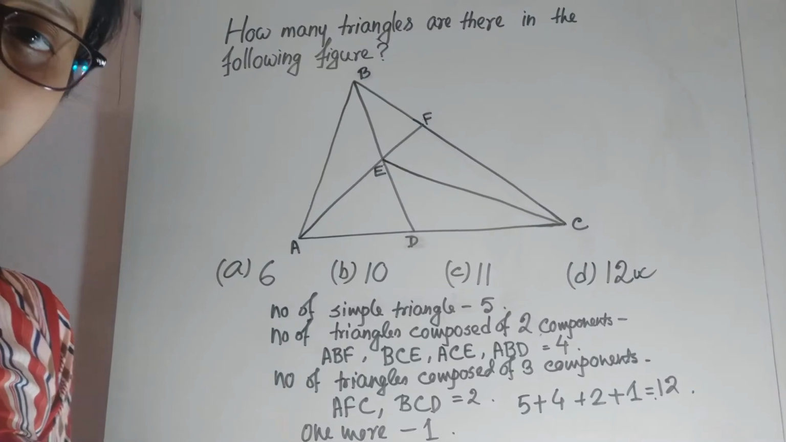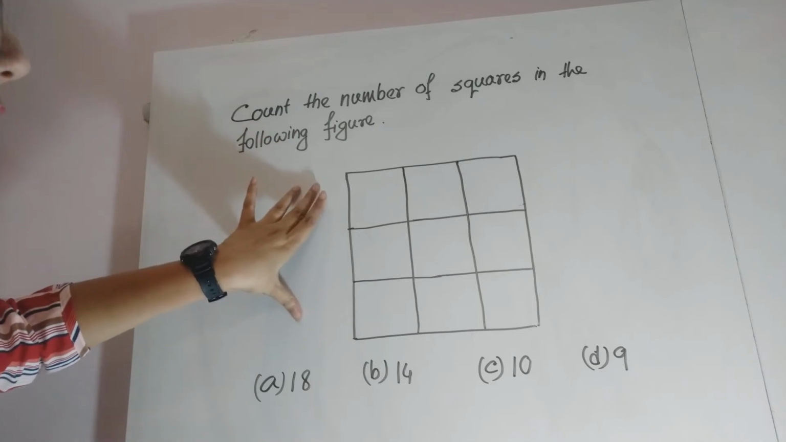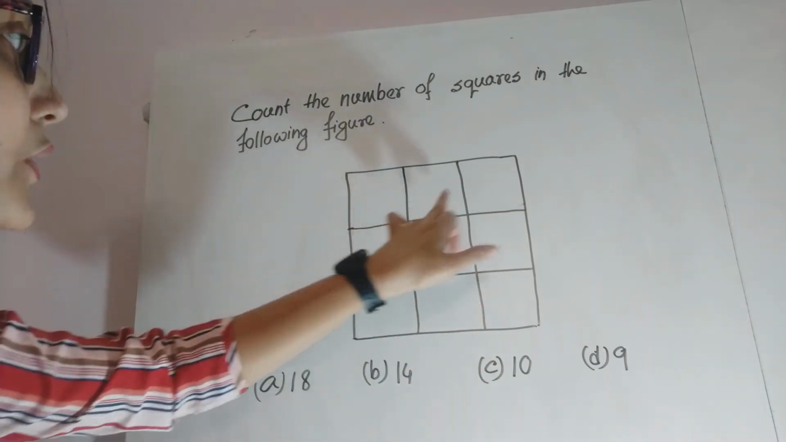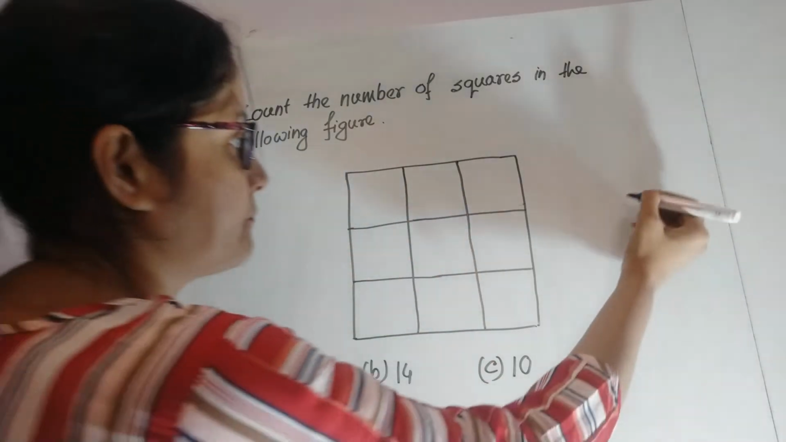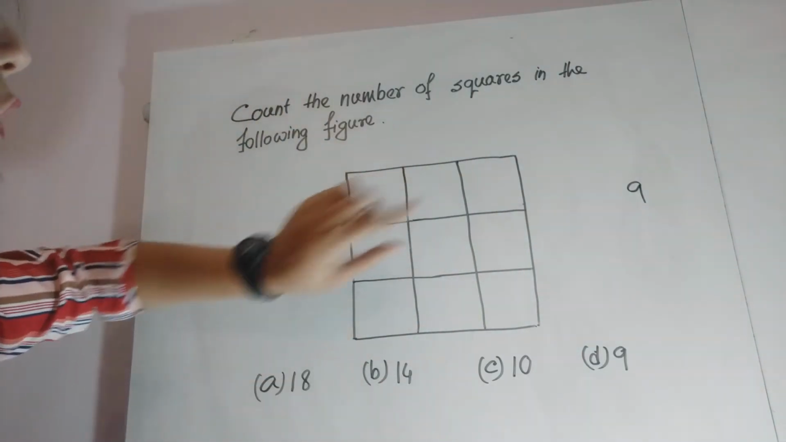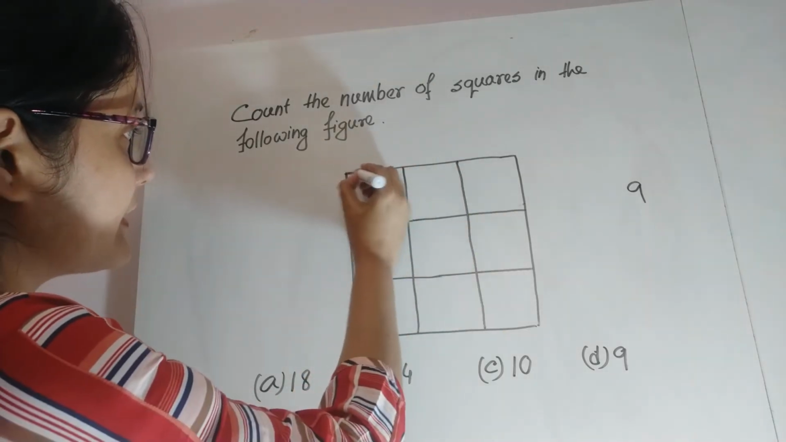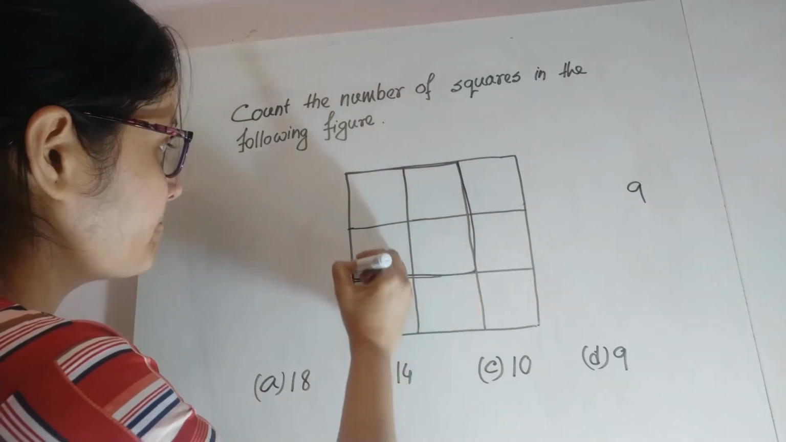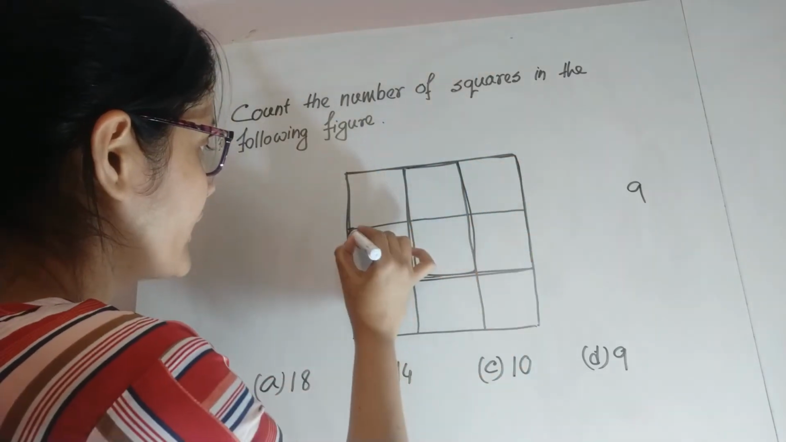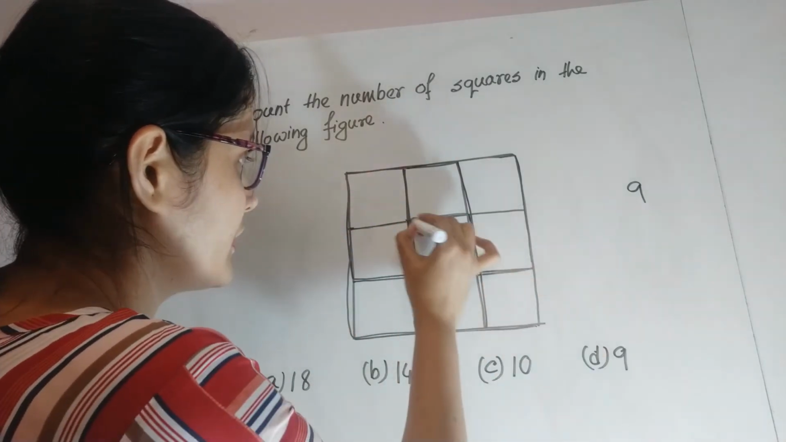Number 3, count the number of squares in the following figure. Let's try to solve it without labeling. How many simple squares are there? 1, 2, 3, 4, 5, 6, 7, 8, 9. Therefore 9. How many squares are there with 4 components? That is 4 squares inside. 1, see this one. 1, 2, right? 3 and 4. These 4.